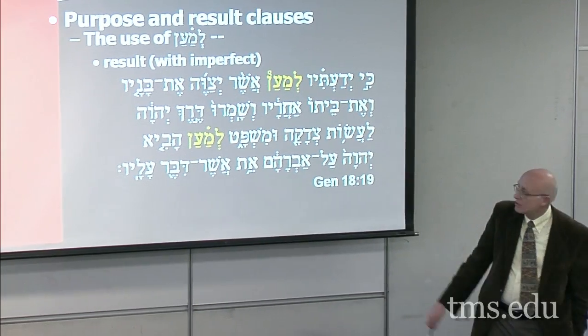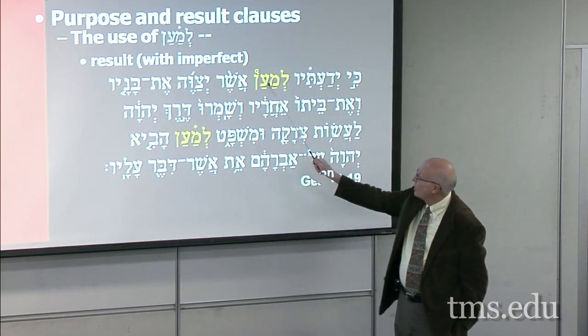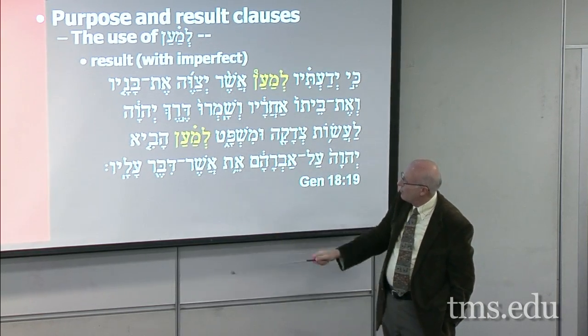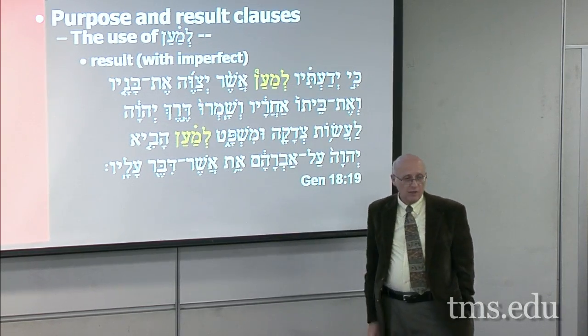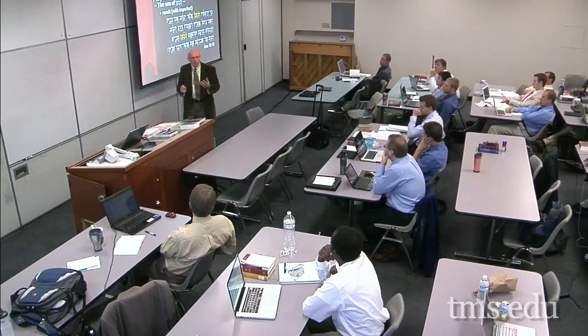So there's the purpose. Here's the result. Here's the purpose. The result with asher and imperfect, the purpose with the infinitive construct. Those type of things we have to pay attention to. We have to read the lexicon carefully. We have to read the context carefully. And when we do a word study of lema'an or ma'an, we have to take that type of thing into account. Various contextual linguistic factors come into play.